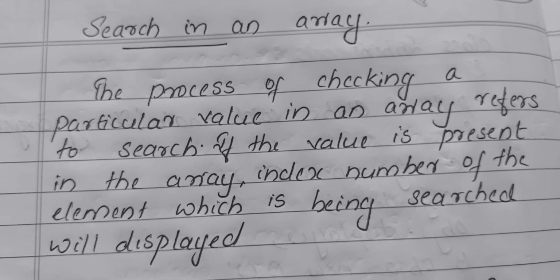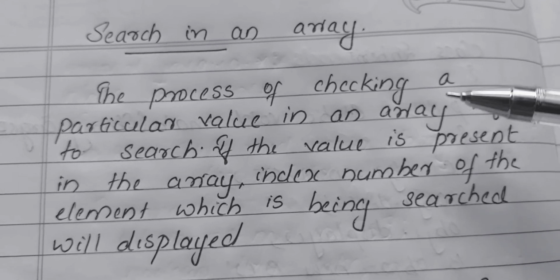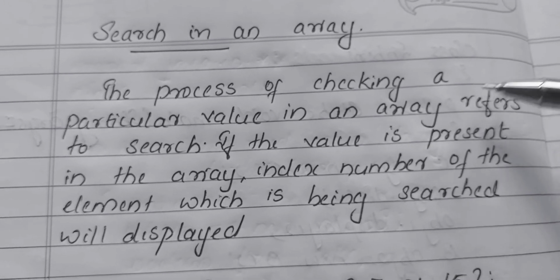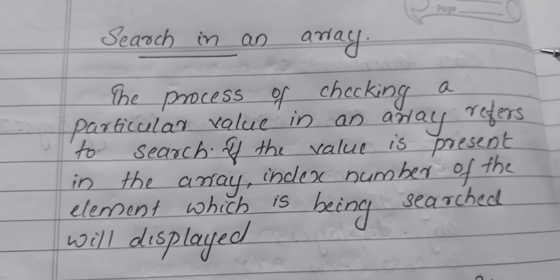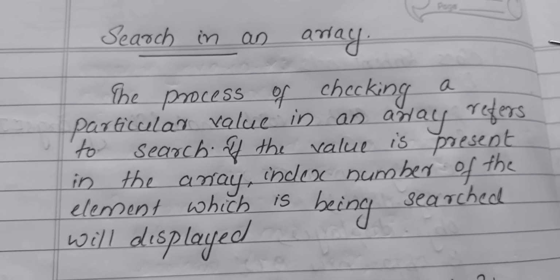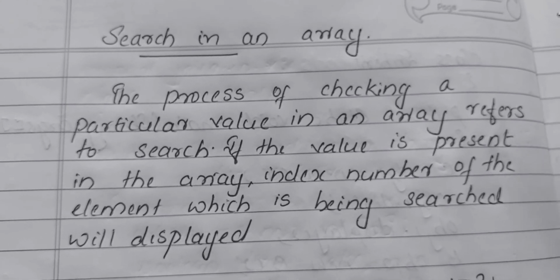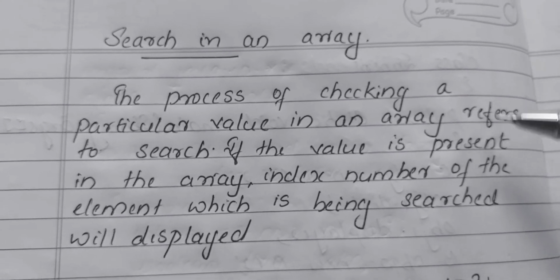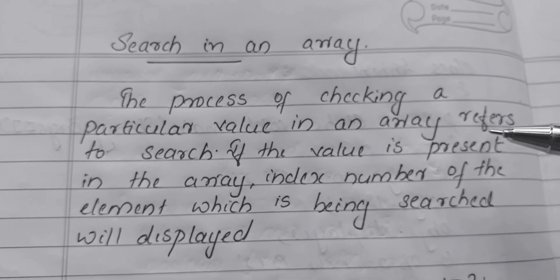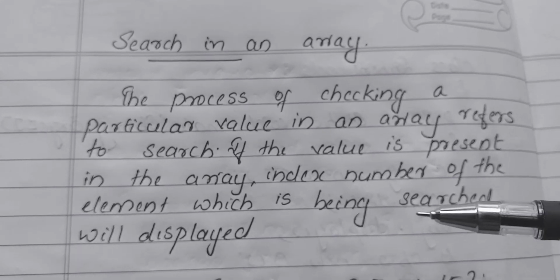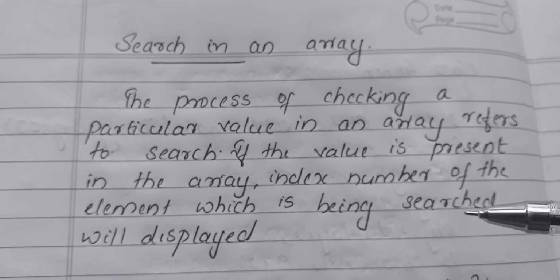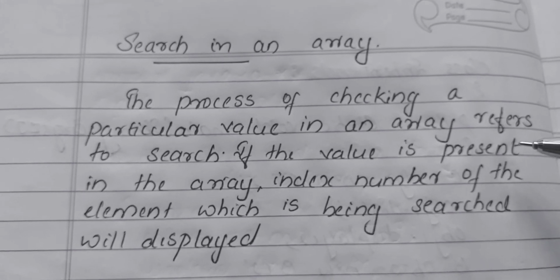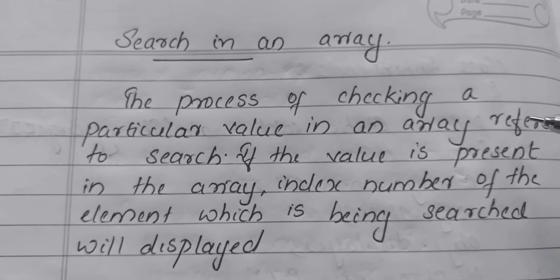Similarly, searching in an array is the process of checking for a particular value in an array. That is, in order to search for a particular value in an array, we will check the entire array. That particular process is known as searching of an array. If the value is present in the array, the index number of the element being searched will be displayed.